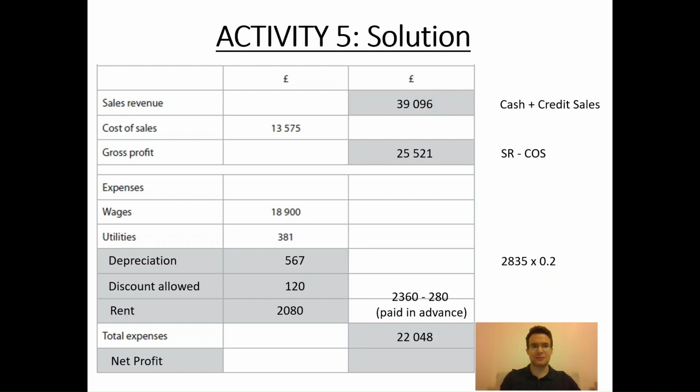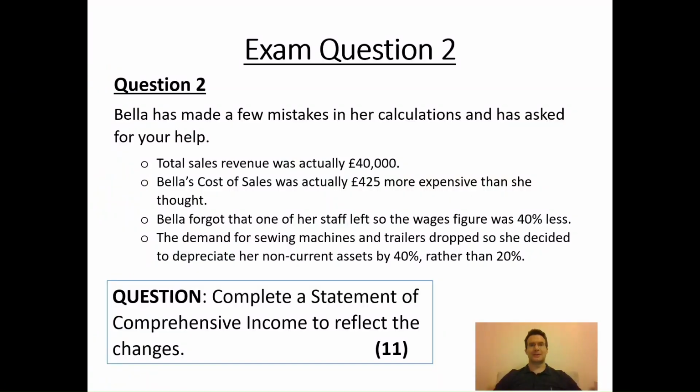Now, our final box is net profit. We've got our sales revenue, we've got our gross profit. So we take expenses away from gross profit and we're left with net profit, in this case of £3,473. Oh dear, would you believe it? Bella's made a few mistakes.